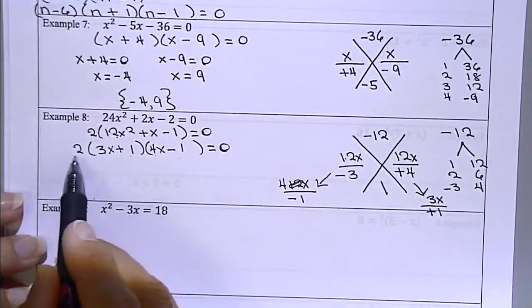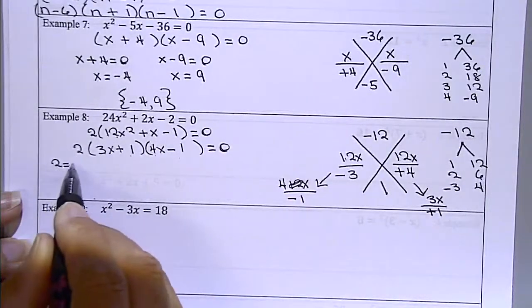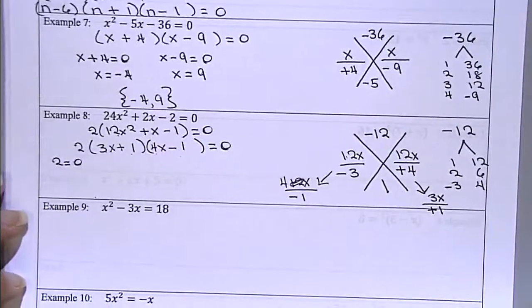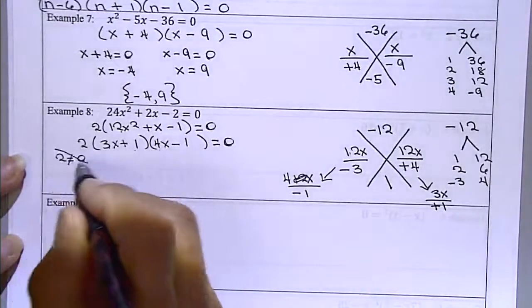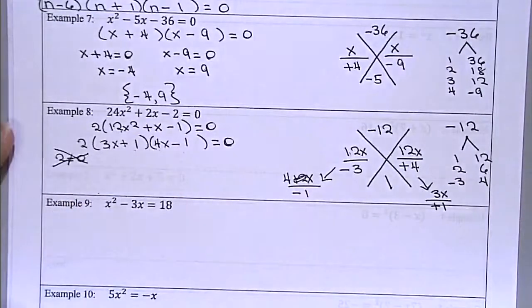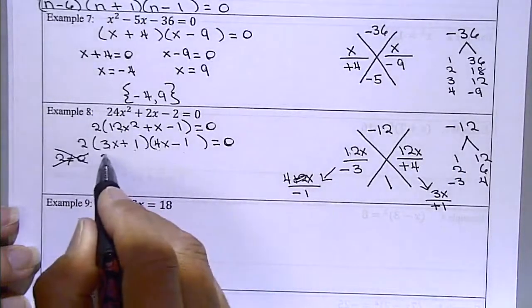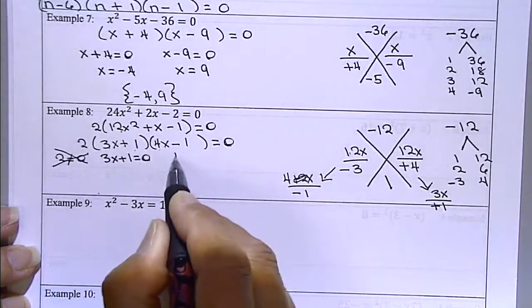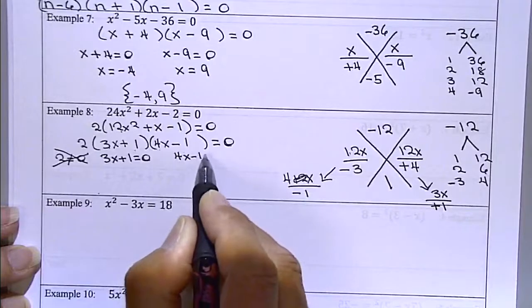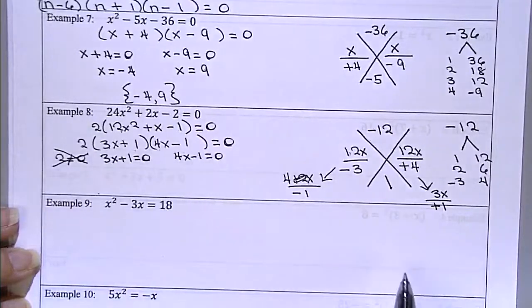Next thing, set all the factors equal to 0. Well, the first factor you see is this 2. But is that ever true? Okay, so this one, I can just say no, not equal to 0. This is 2. There's no way that's going to be a factor, right? It's not going to be equal to 0. I can't use it. So that one's out. 3x plus 1 equals 0. I can solve that one. And 4x minus 1 equals 0. I can solve that one, okay?